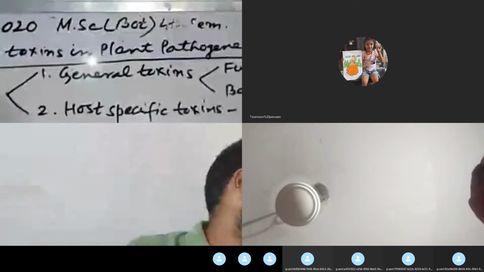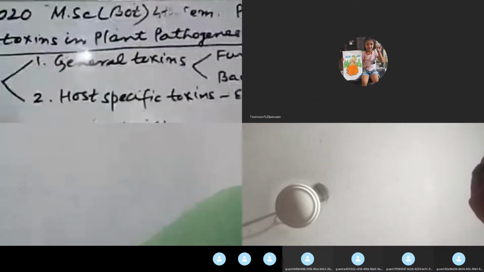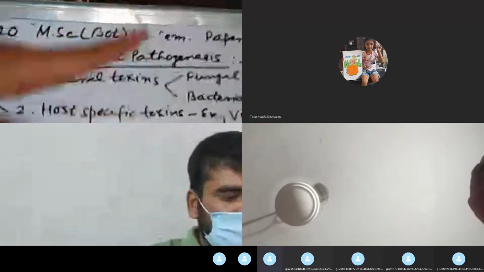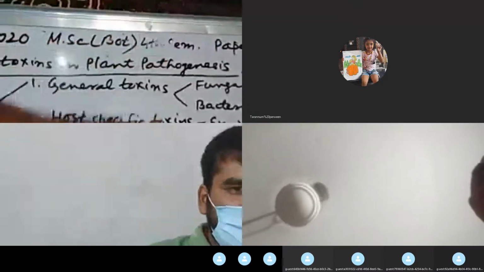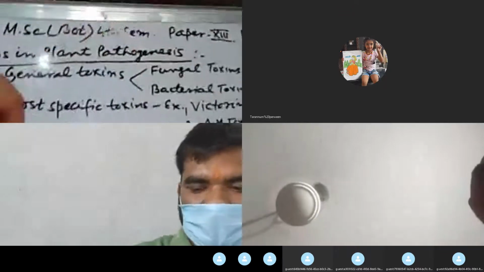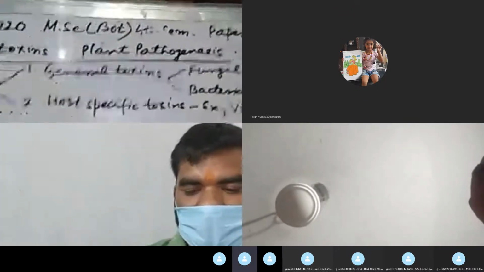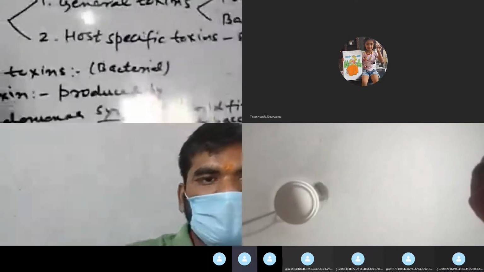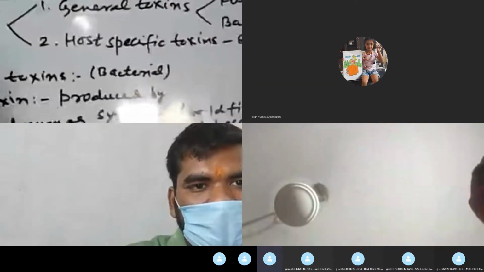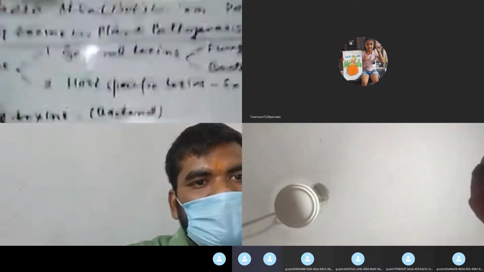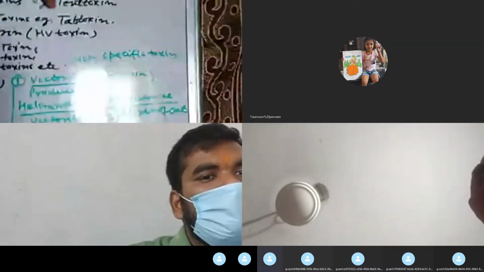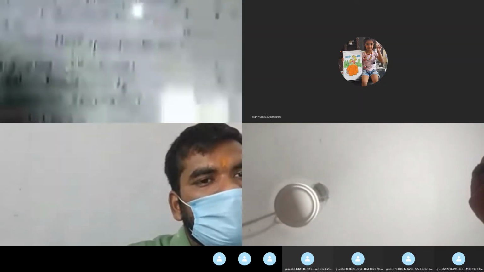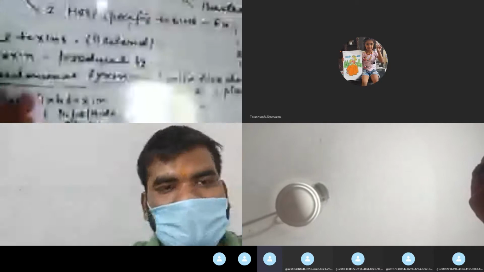If you are asked to write in the exam, you will have to describe the mechanism of one of the toxins. You may list the names of all the toxins, like the general toxin, fungal toxin, bacterial general toxin, and host-specific toxin. But you must also write the mechanism of one or two toxins in detail in your examination. So from the general toxins, and from the bacterial toxins, you must explain in detail this tab toxin.